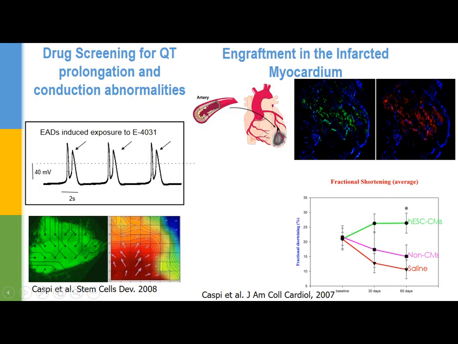And throughout the years, we have used this technology to establish models for drug screening for QT prolongation and conduction abnormality. And we have shown in a series of proof of concept studies that these cells can be used for regeneration of the infarcted myocardium. In this example, in a rat model of chronic infarct.